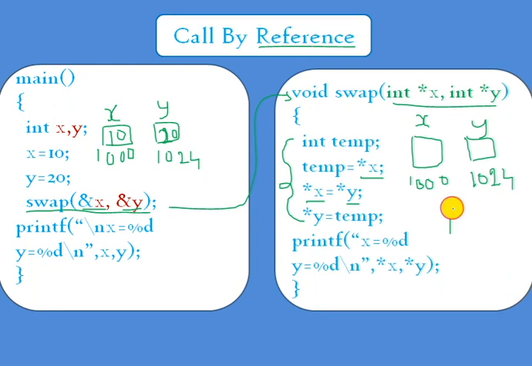And I am taking one more variable, this is temp. This is a normal integer variable. So temp equal to value at x. Value at x is what? 1000 value is 10 initially and 1024 value is 20. So value at 1000 is 10. This 10 is assigned to temp initially.